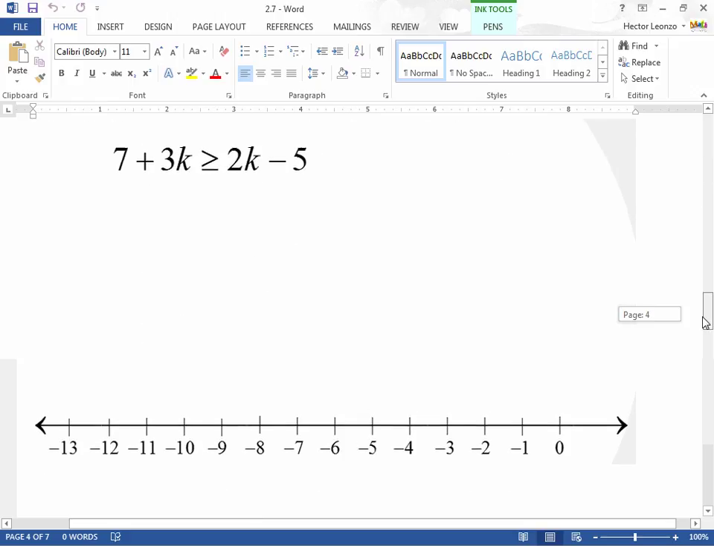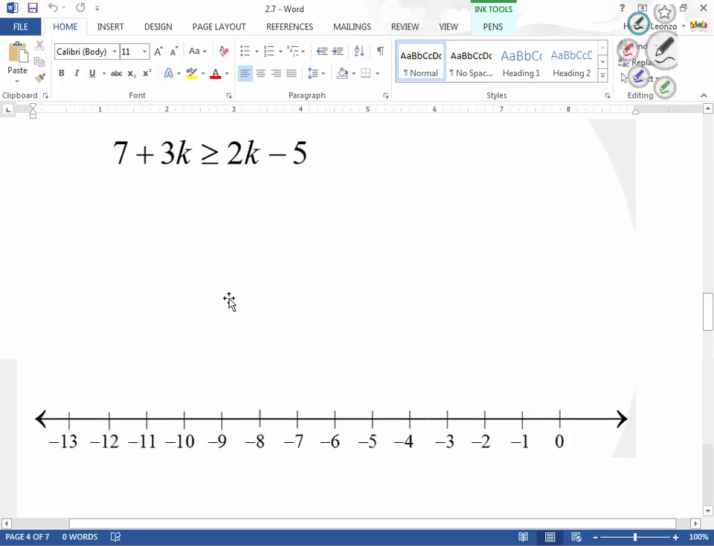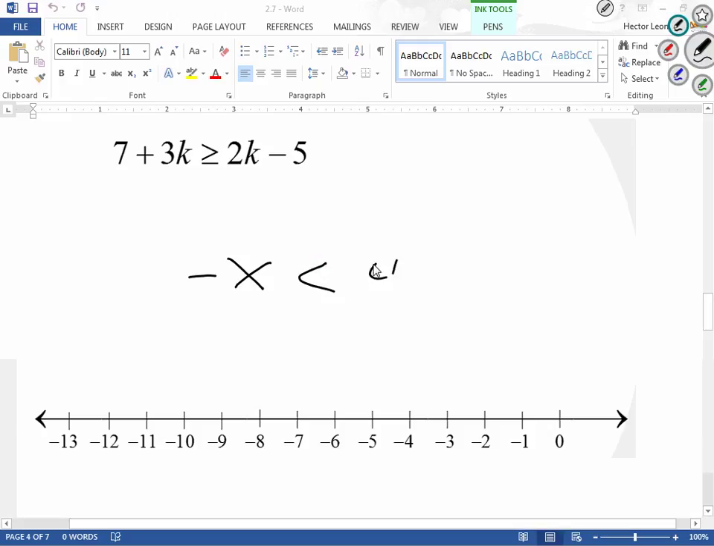Well, let's talk about it here. Let's say I had something like negative x is less than 4. Negative x is less than 4. I want the x by itself, so let me divide both sides by negative 1.